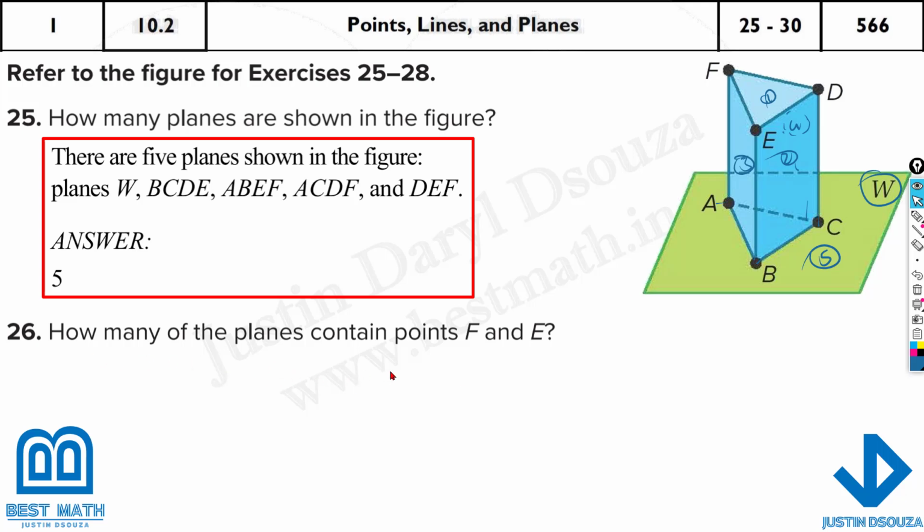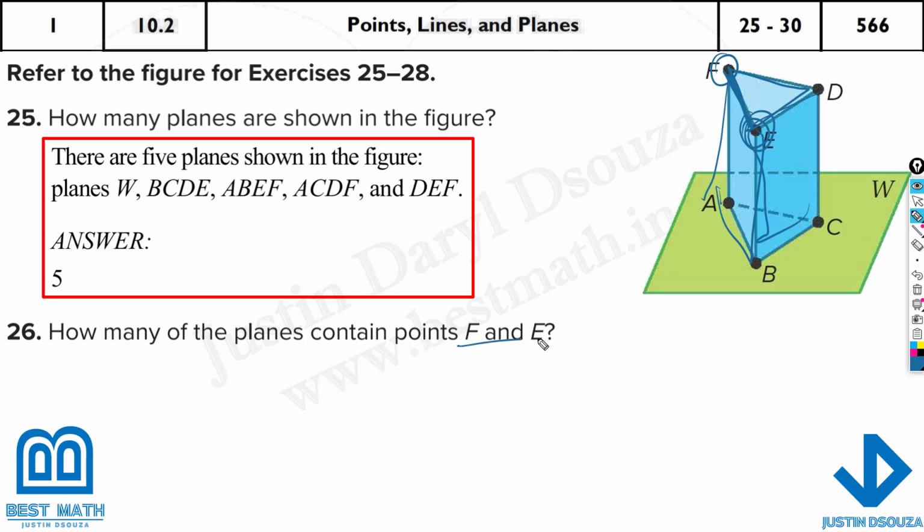How many of the planes contain the points F and E? Where are F and E? It's over here, F, E. So how many planes contain them? This line must be there in the plane. It can be this plane, FED, or it can be ABFE. This is AFEB. No other planes, because imagine this plane, it contains only this point, not both.